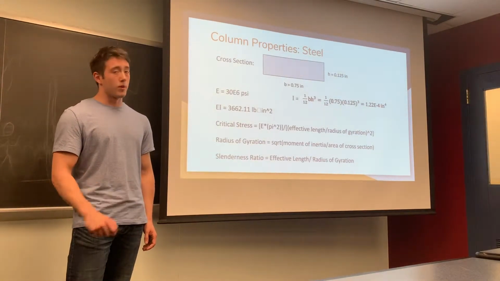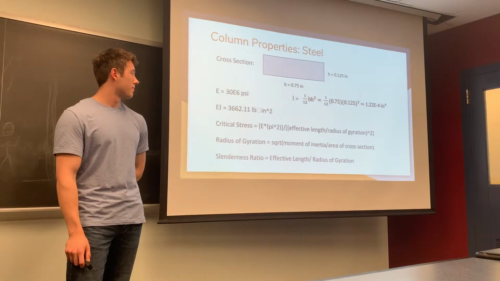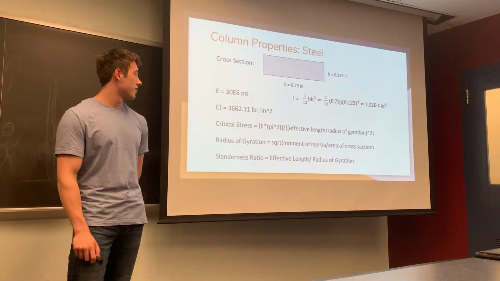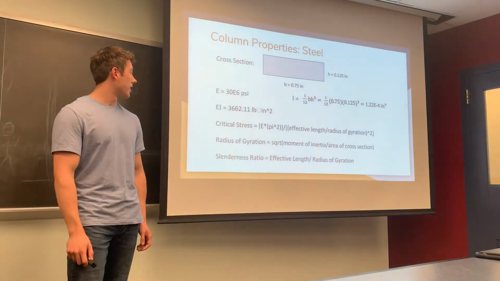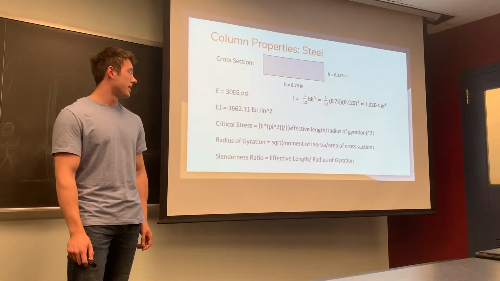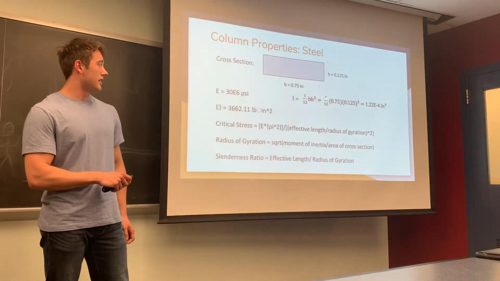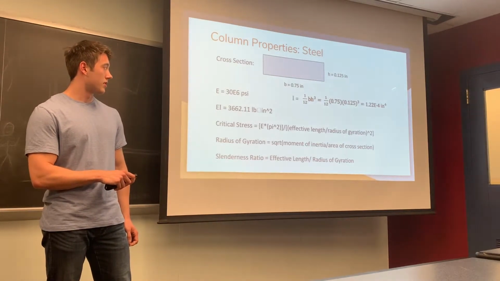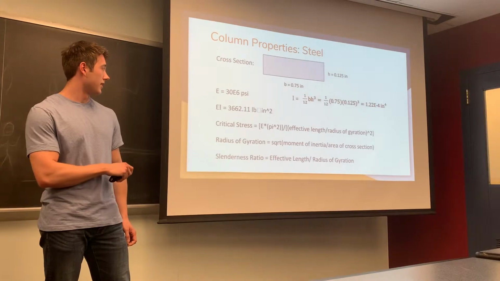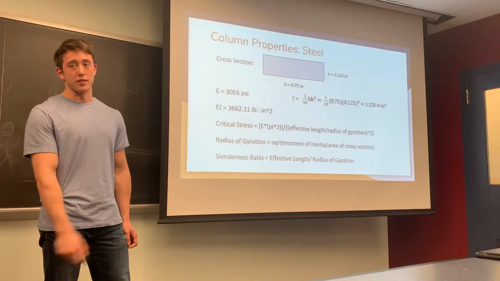So now we have column properties of steel, where the steel beam that we used had a height of 0.125 inches and a base of 0.75 inches, and it's a given E constant of 30 million psi, and the I can easily be calculated by 1/12 BH cubed, which then we get this value, and then we get the EI value.